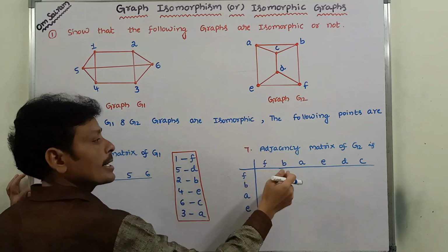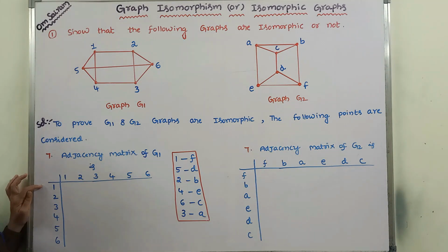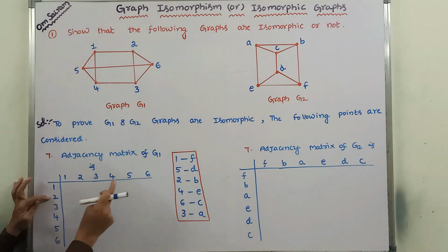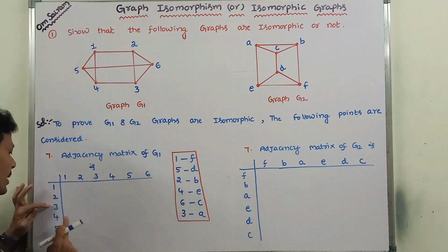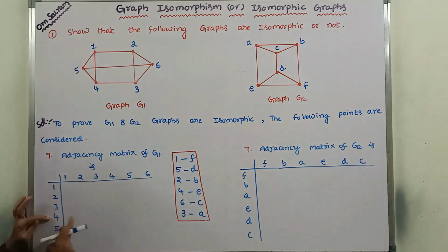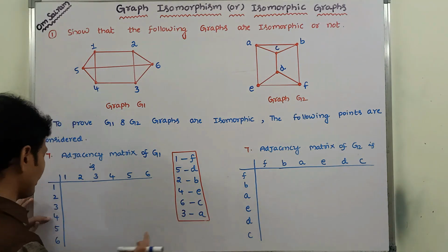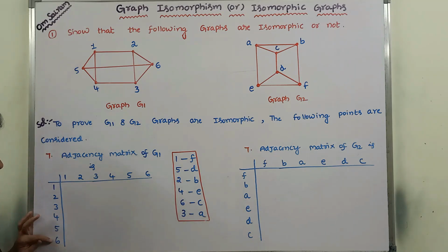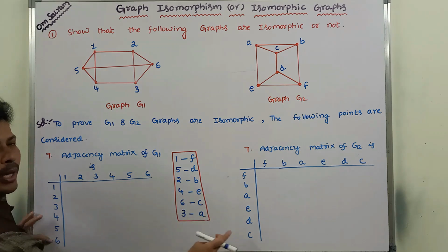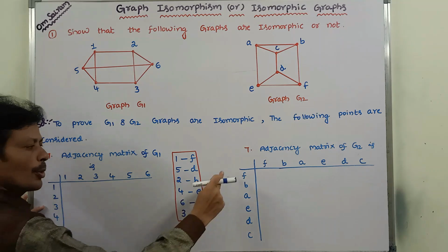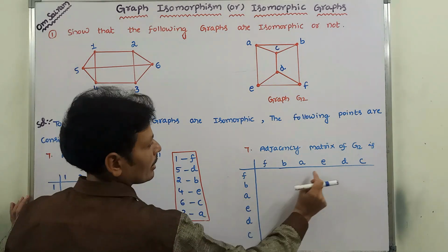While writing the adjacency matrix for G2, we have to write the corresponding vertices. One corresponding vertex is F, you have to write. Two corresponding vertex is B. Three corresponding vertex is A. Four corresponding vertex is E. Five corresponding vertex is D. Six corresponding vertex is C. Okay, 1, 2, 3, 4, 5, 6 corresponding vertices you have to write row wise and column wise.